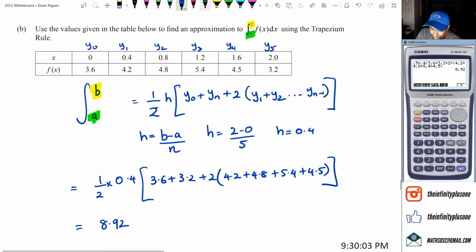I have to be honest, of all the questions that I do in integration, the trapezium rule and the Simpson's rule questions give me the most amount of stress, because I have to be so careful with entering those values in, and it's just so frustrating. But you know, that is what trapezium rule is.